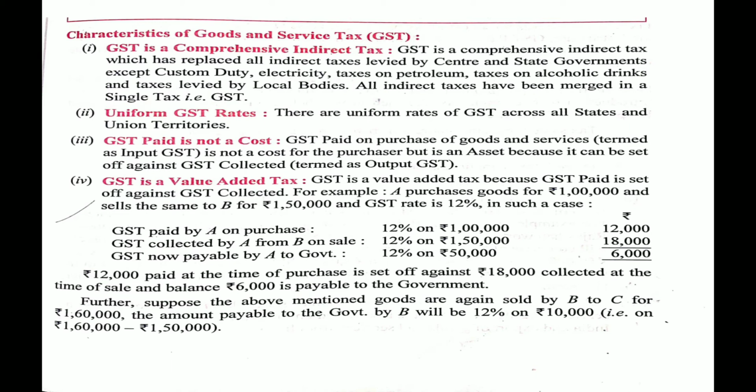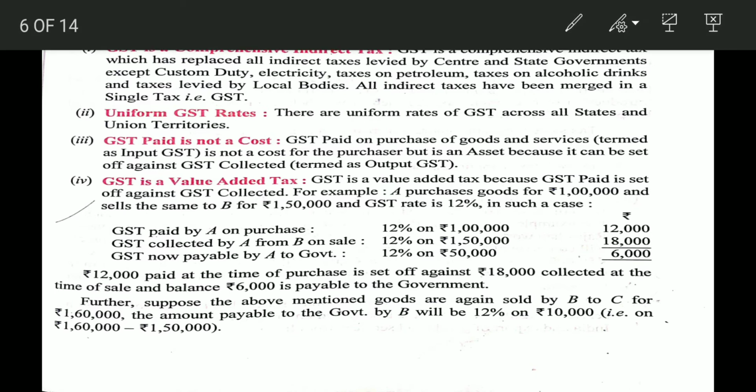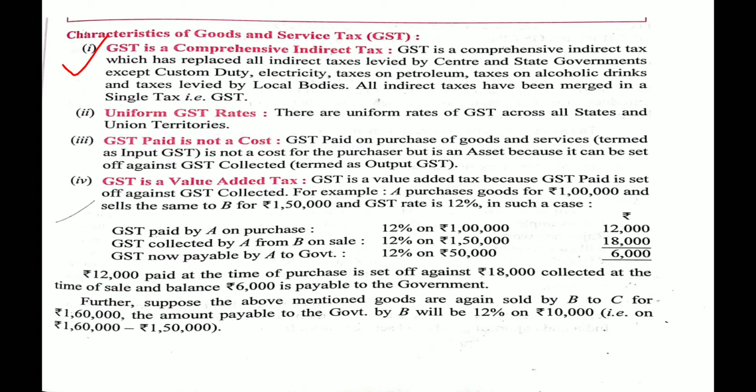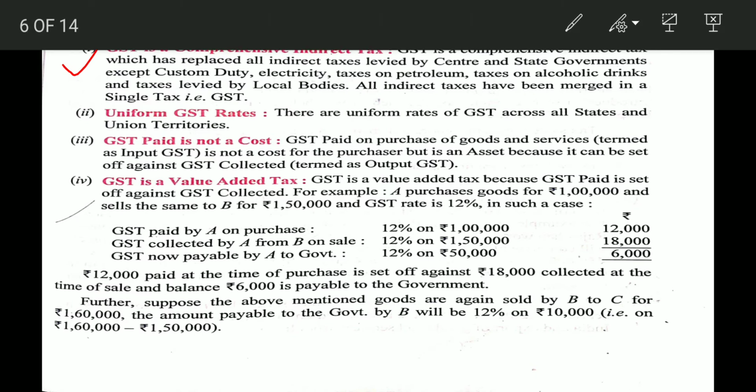Characteristics of goods and services tax, GST. Point number 1. GST is a comprehensive indirect tax, which has replaced all indirect taxes levied by the central and the state governments except customs duty, electricity, taxes on petroleum, taxes on alcoholic drinks and taxes levied by the local bodies. All indirect taxes have been merged into a single tax, that is GST.